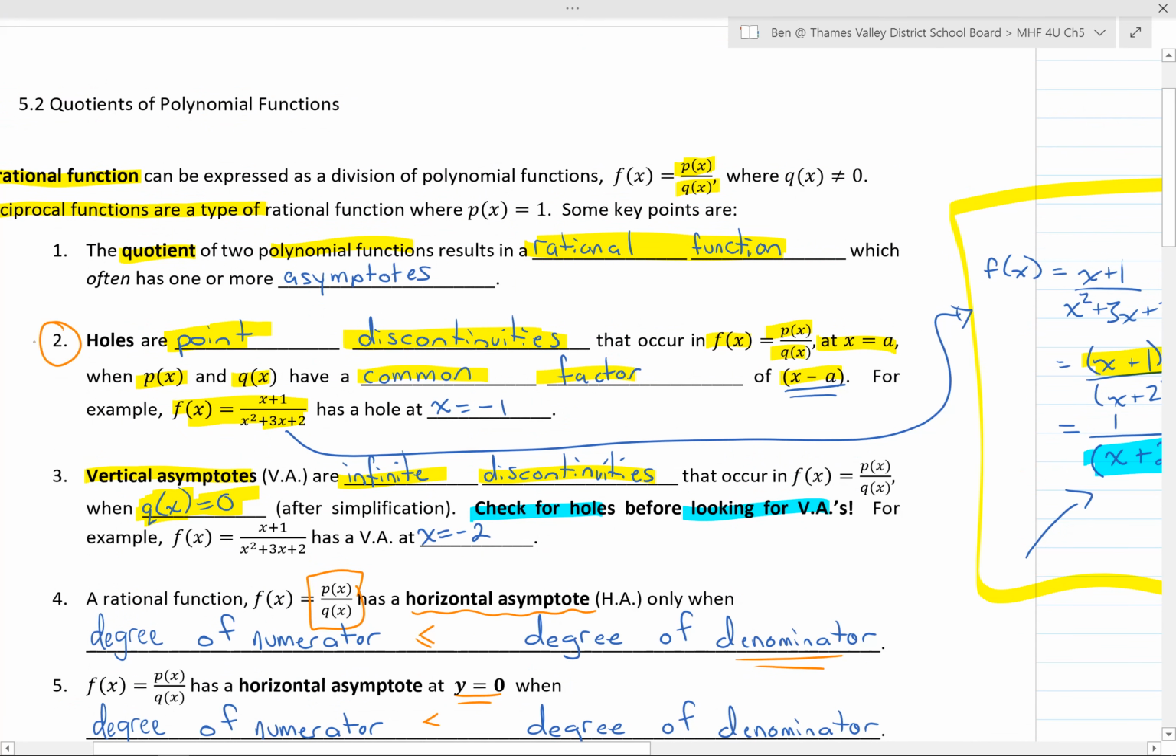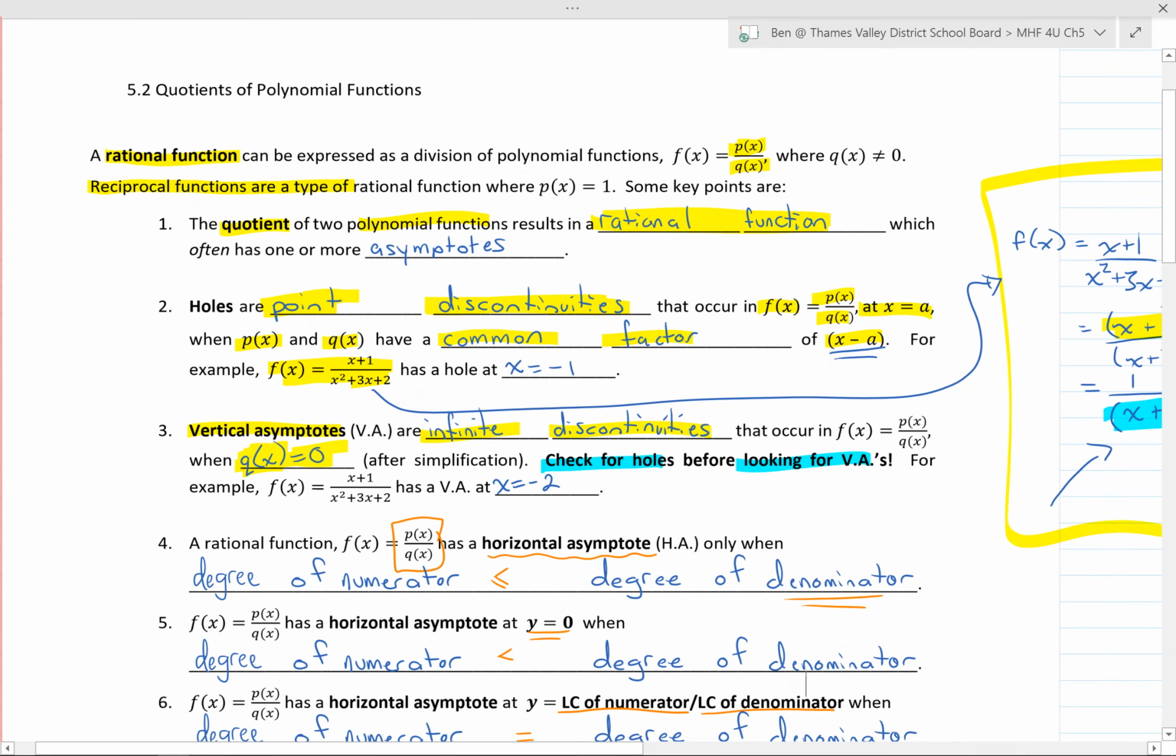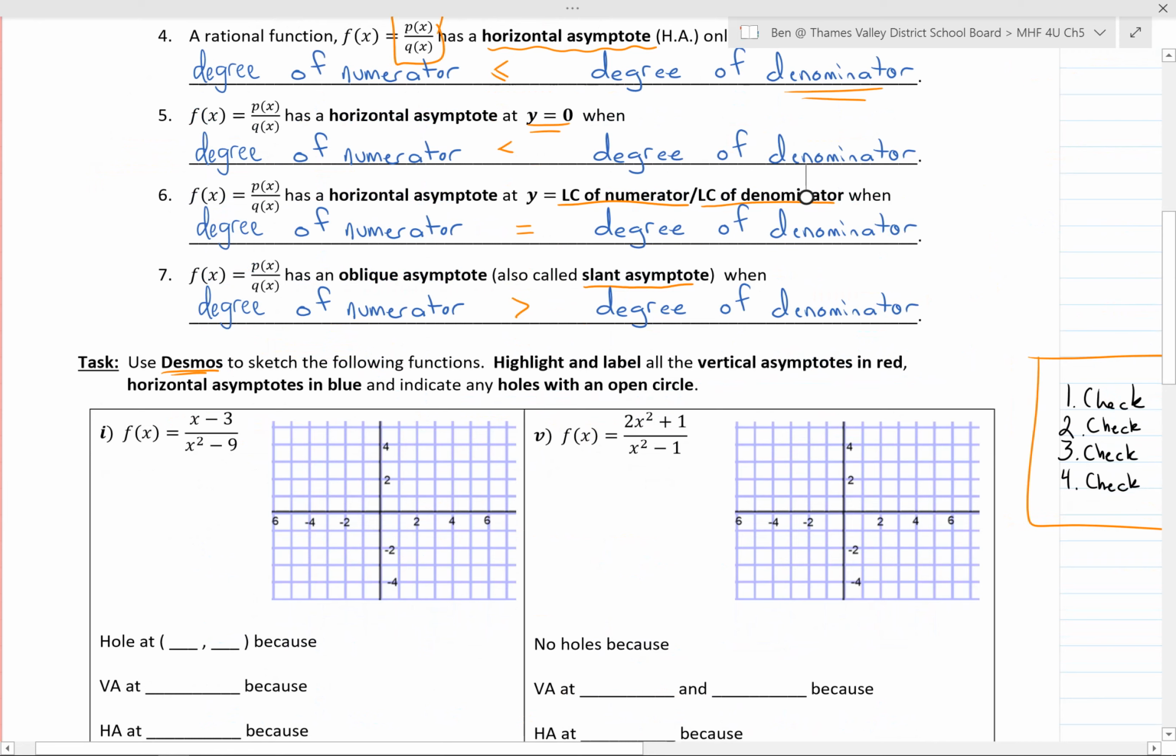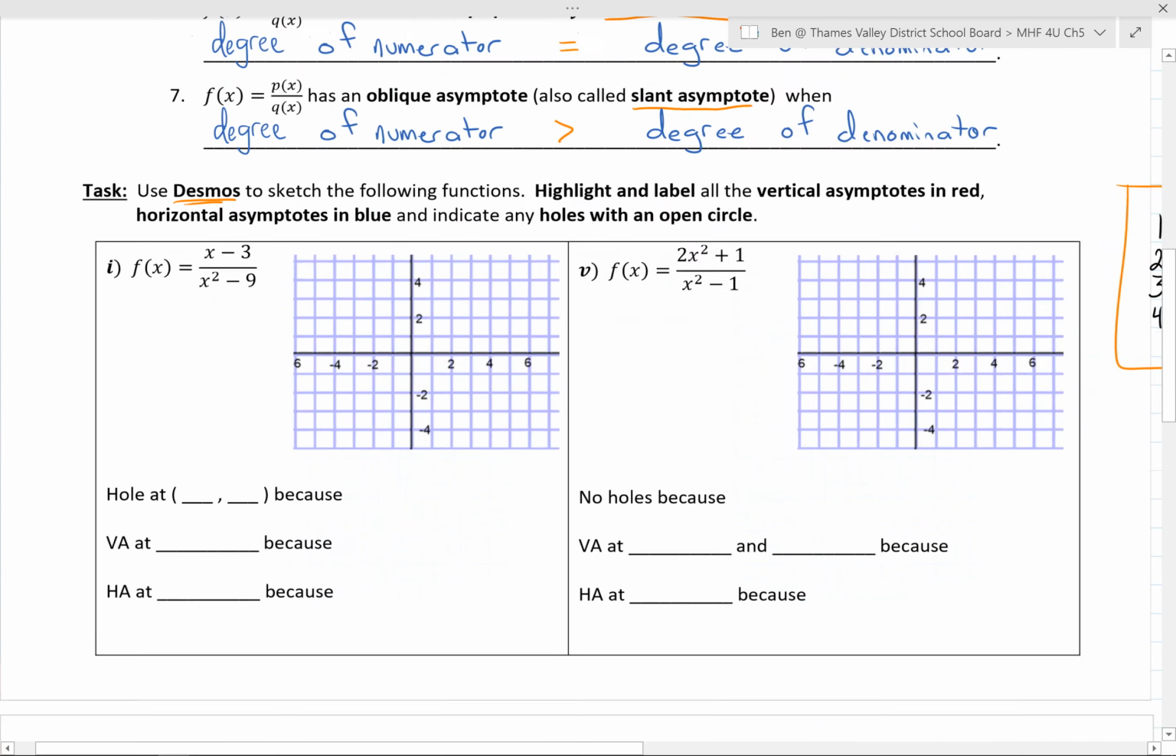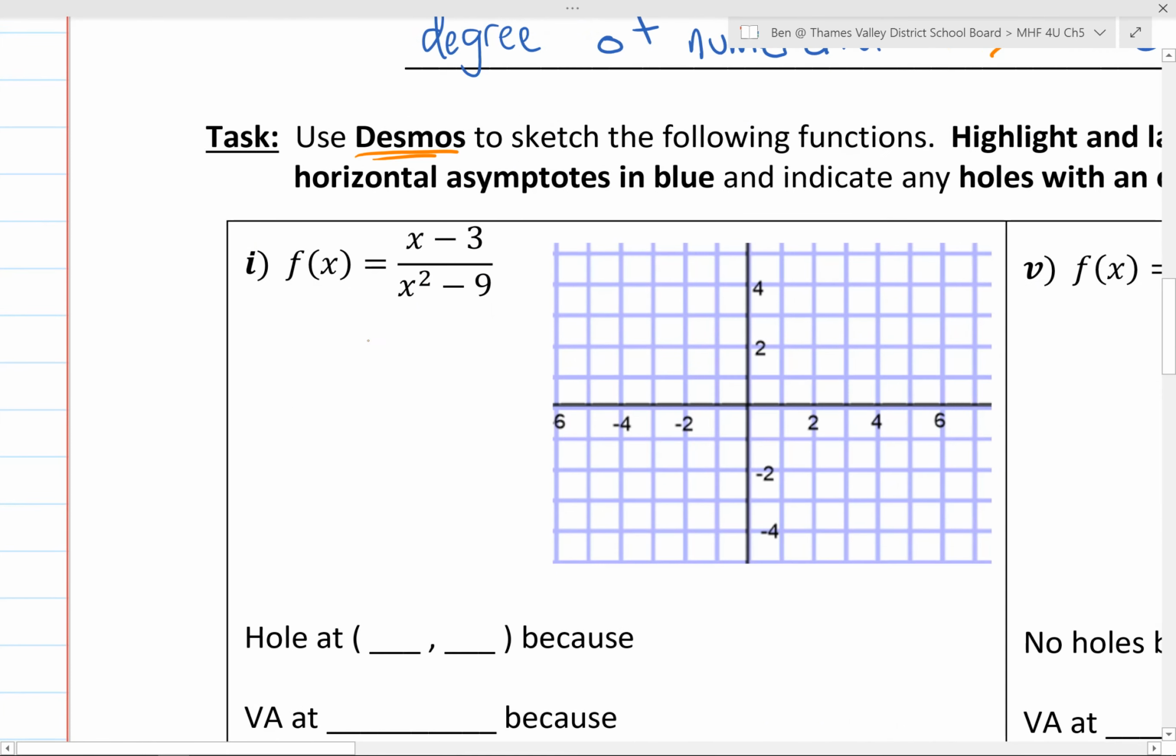A hole is a point discontinuity that occurs in our function at x equals a if my numerator and denominator have a common factor. So the first thing we want to do with our function, if we're trying to sketch it, is check to see if there are any holes. We check by factoring my numerator and denominator. Here I'm working with x minus 3. My numerator is already factored, divided by x plus 3, x minus 3.